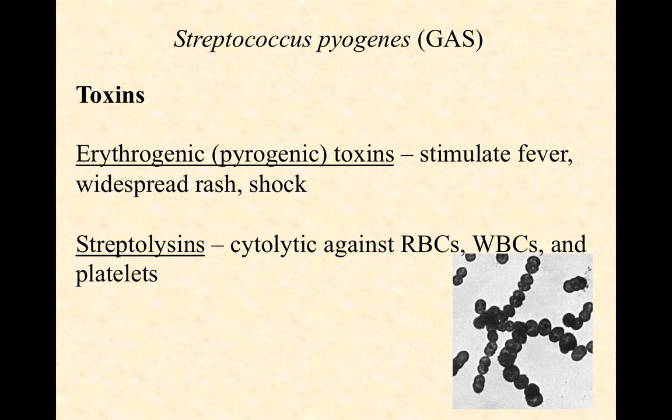And then the streptolysins are a group of hemolysins. They are cytolytic specifically against blood cells, red blood cells, white blood cells, and platelets, making group A strep bacteremias particularly dangerous.